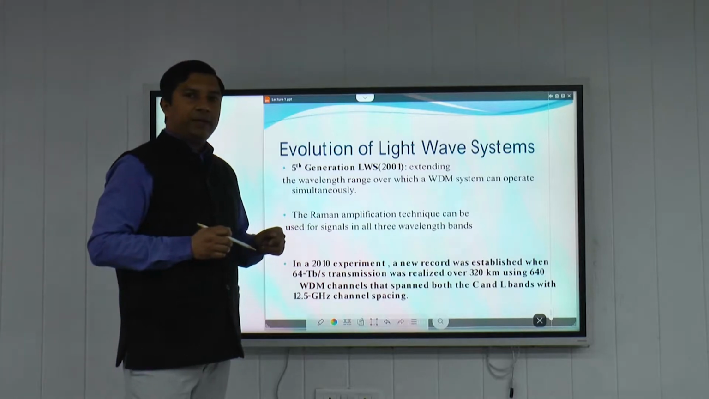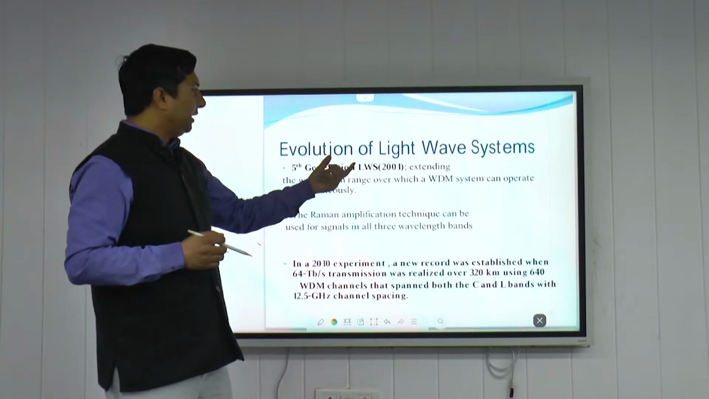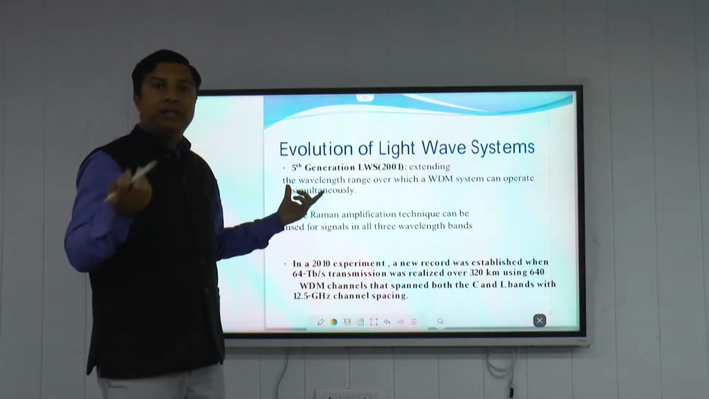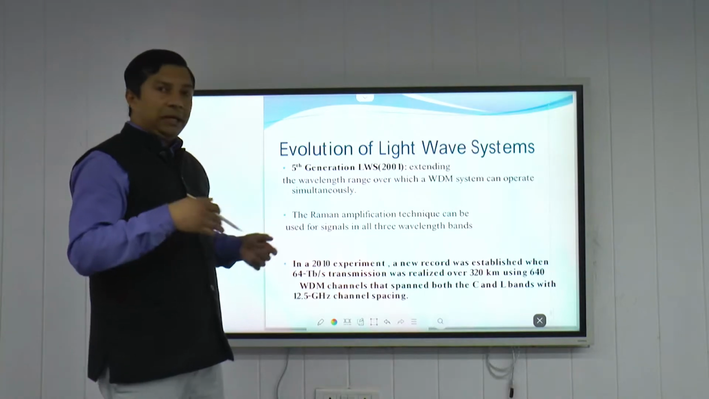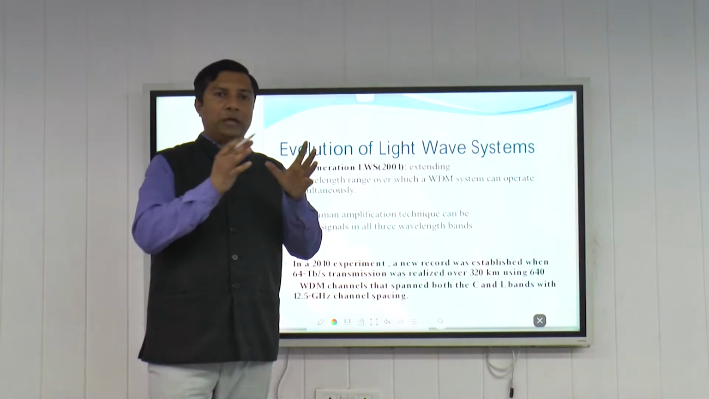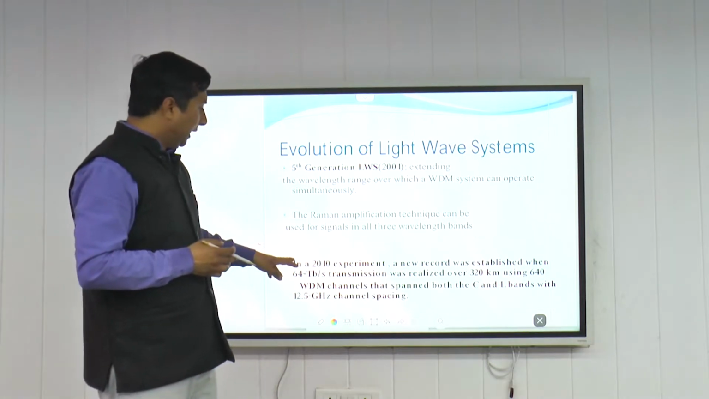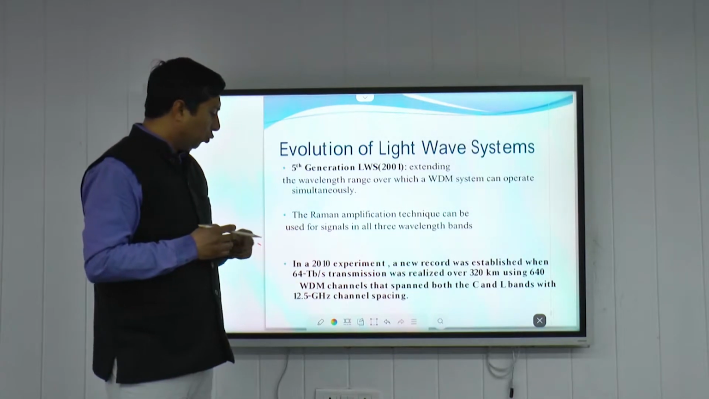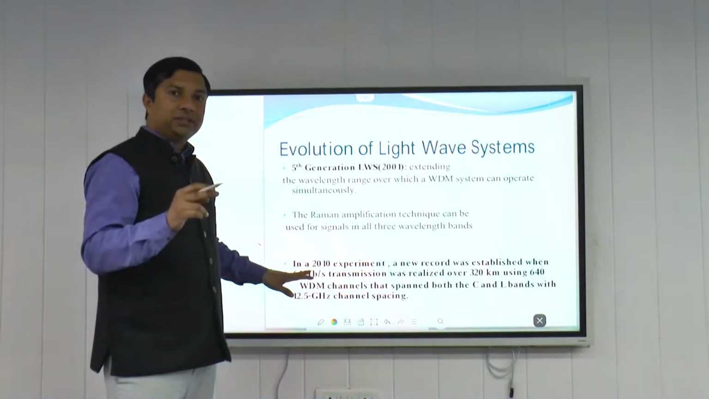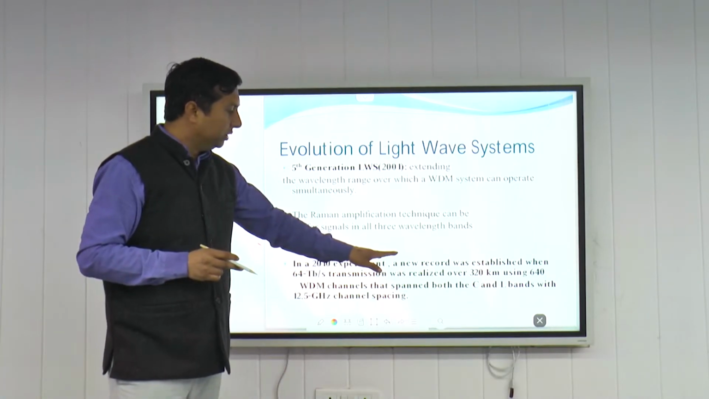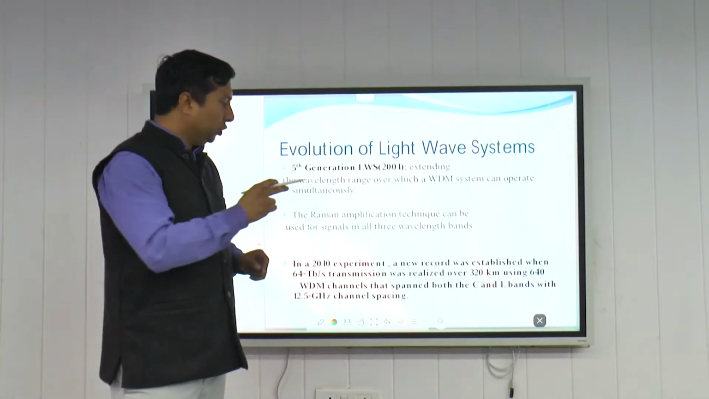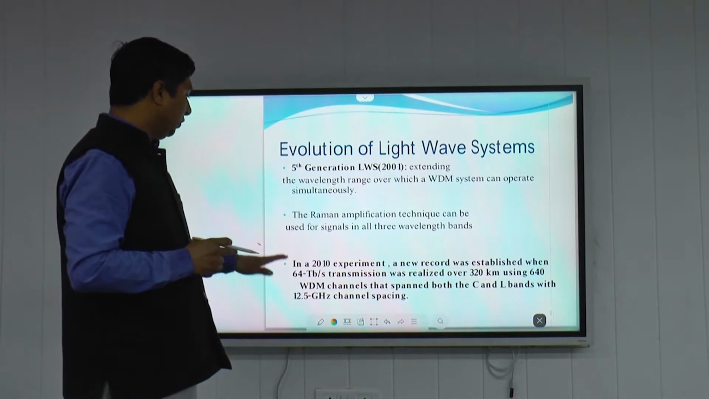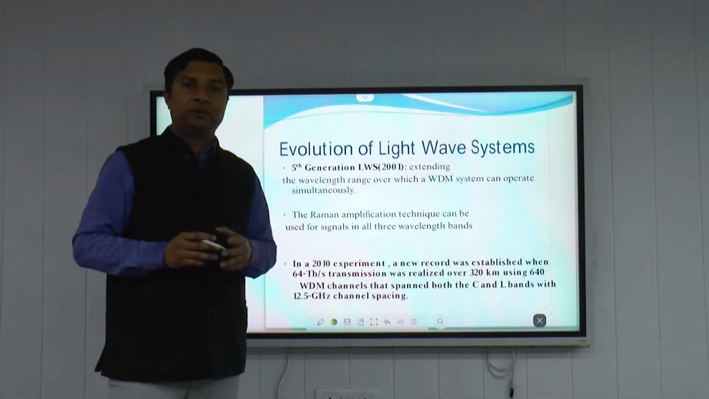Now the fifth generation came around 2001. So it extended the wavelength range over which a WDM system can operate simultaneously. Amplification techniques were used. We could amplify our light signal. And in 2010 experiment, a record was established when 64 terabytes per second transmission was realized over 320 kilometers using 640 WDM channels that span both the C and L bands with 12.5 GHz channel spacing.